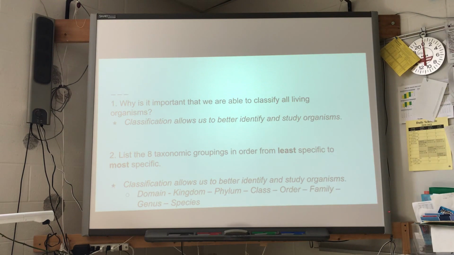So we have the species name of sapiens. Our genus name is Homo. So we are referred to scientifically as Homo sapiens. There are other organisms that have the genus Homo, but Homo sapiens is unique to modern humans. So the more specific you get, or the further down this list you get, the more specific the organisms become.